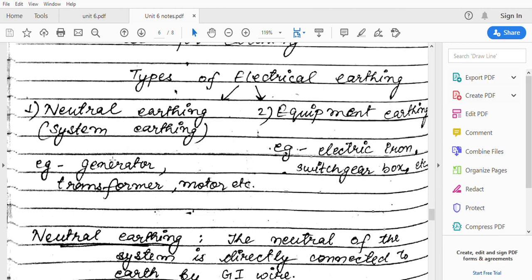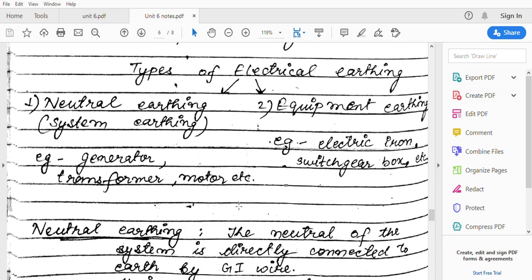Okay, generators are huge machines. In order to earth the transformer, in order to earth the motors, we use system earthing. And in households, what we do is equipment earthing. Suppose we are earthing the electrical iron, we are earthing the switch gear box in the household. So this is what equipment earthing is.